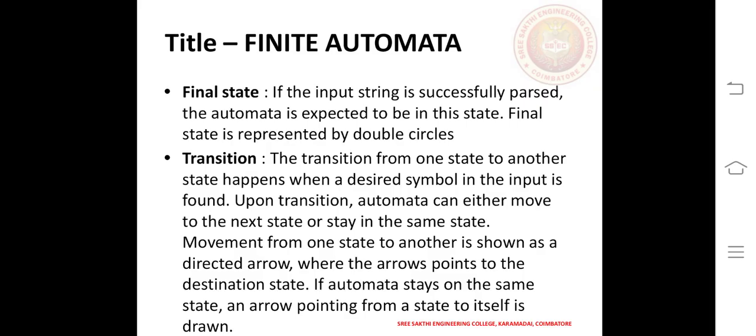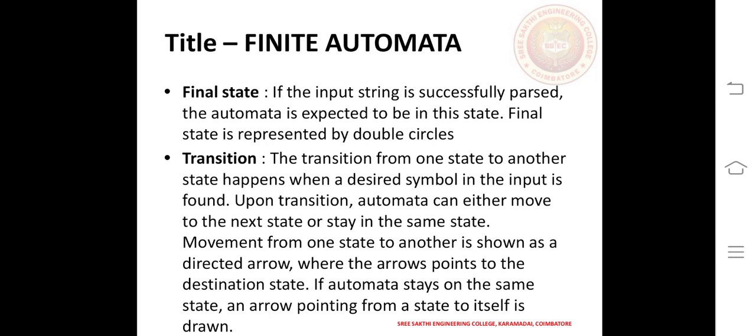Final state. If the input string is successfully processed, the automata is expected to be in the final state. The final state is represented using the symbol of a double circle. In a finite automata, we may have any number of final states. That is, even the starting state can also be a final state, and it can be represented using a double circle. But the main condition is that we should have only one state as the starting state.